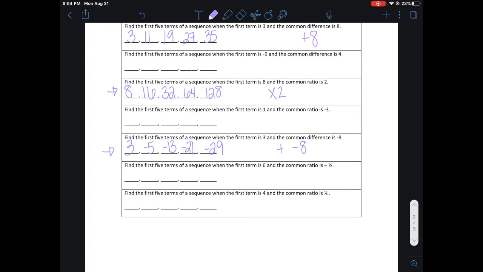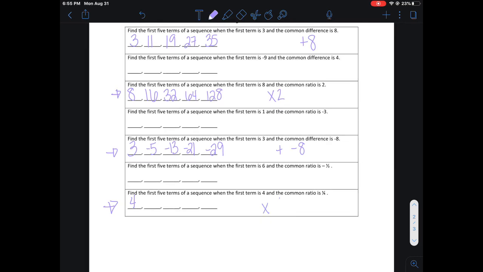And just to finish out every other, let's do the last one together. Find the first 5 terms of a sequence when the first term is 4 and our common ratio is 1/4. So that means we're going to multiply by 1/4. We're multiplying by a fraction, or you could think of it as dividing by 4. It'll give you the same thing.